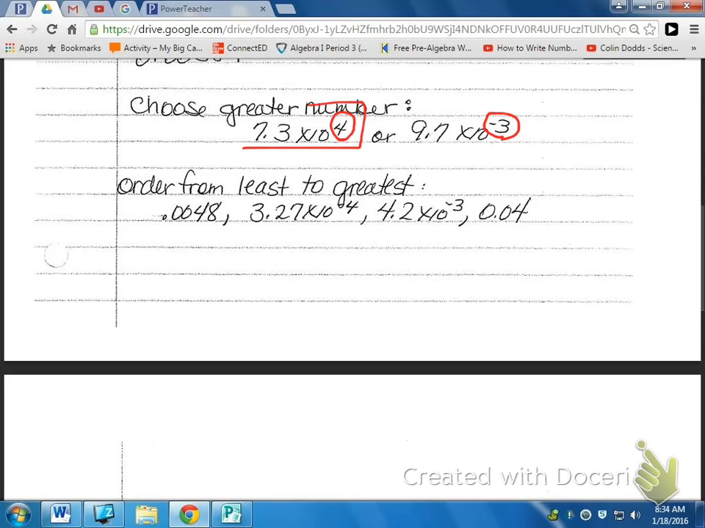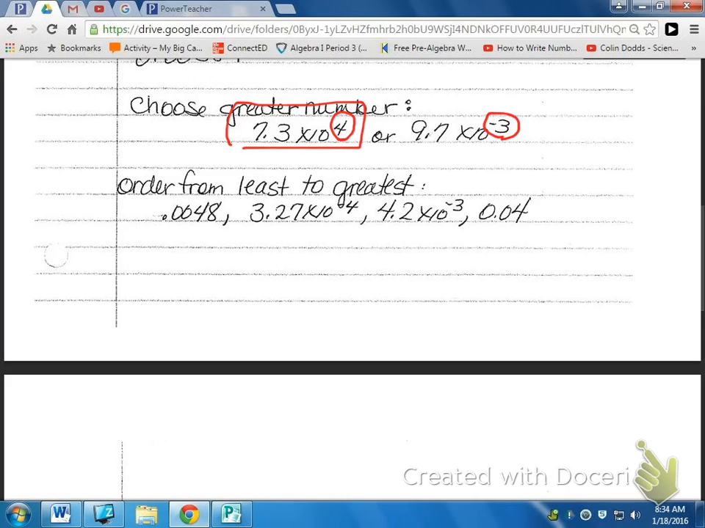The one on the left, 7.3 times 10 to the fourth, would definitely be it. Now, obviously, I don't think they're all going to be that easy. So if you don't know, maybe write them out in standard form and compare them that way. That would probably be the best way to do it if they had the same decimal or exponent, or they were close.